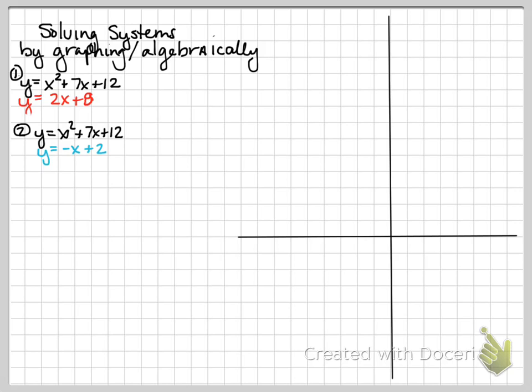Notice in both of them that our quadratic equation, or our parabola, is the same. So we only have to graph our parabola once. But then we're going to have two different lines. So let's start by graphing that parabola.